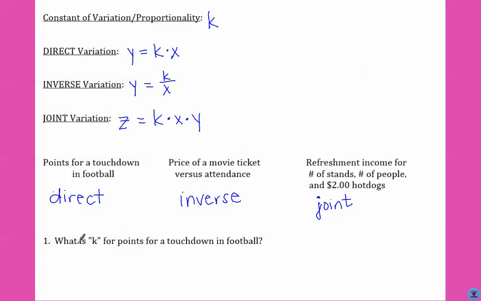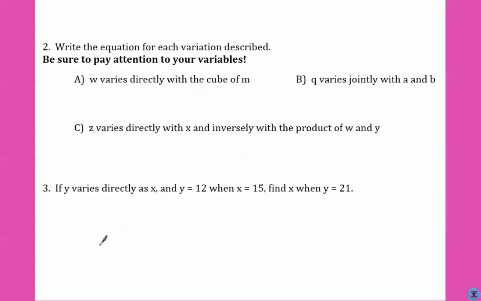Now, if we're trying to figure out the K value, the constant of variation for points for a touchdown in football, since technically a touchdown is worth 6 points, K would be 6. If you wanted to say K was 7 because they typically get the extra point, yeah, you could include that too. Either answer's fine. Not going to be that technical on a quiz. So let's write some equations based on the variation that's described.